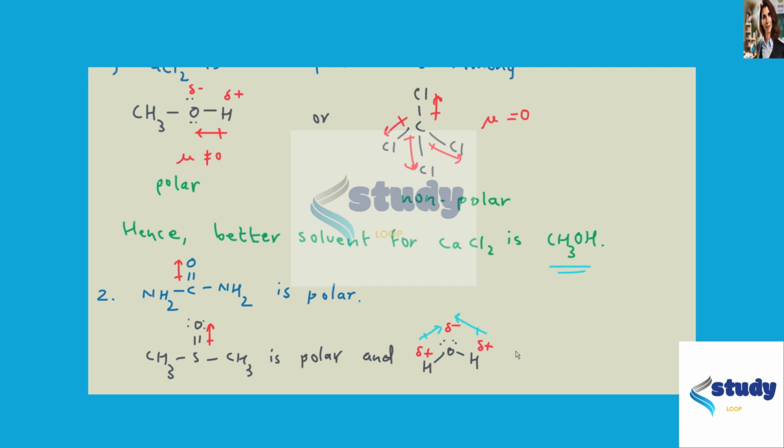Okay, so H2O is also polar. But now when we dissolve this urea in this water, there is also the possibility of hydrogen bonding. We have to choose the better solvent. We have to compare between them. Okay, both are polar, but when we compare, this water is capable of hydrogen bonding also.